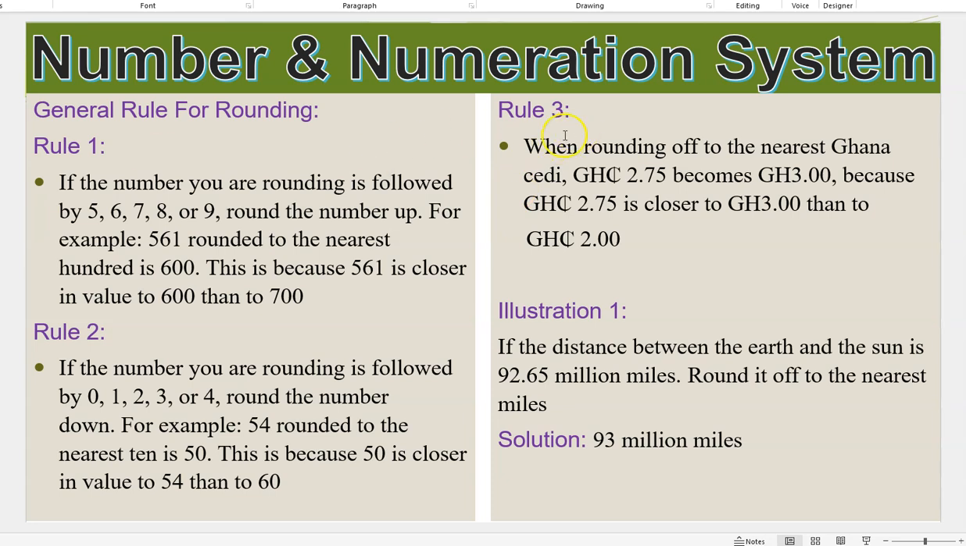Rule number 3: when rounded off to the nearest Ghana cedi, for example, 2 Ghana cedis 75 pesewas becomes 3 Ghana cedis. This is because 2 Ghana cedis 75 pesewas is closer to 3 Ghana cedis than to 2 Ghana cedis. Illustration 1. If the distance between the Earth and the Sun is 92.65 million miles, round it off to the nearest million miles. When we round it off, this is 5 or more. So we borrow 1 from here and we add it to this, making 3. So we are going to get 93 million miles.